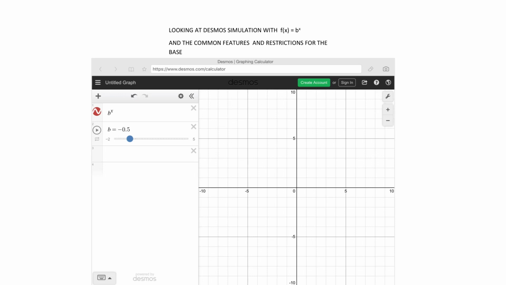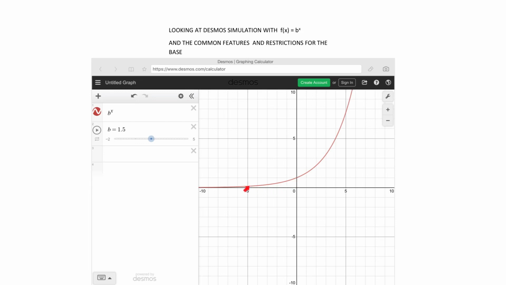So let's go back to the graph here. What kind of features are in common here? I want you to stare at the y-intercepts. As you can see, as I go from left to right, look at the y-intercept. It seems like the y-intercept doesn't change. It's always at (0, 1). So that's one thing they have in common.